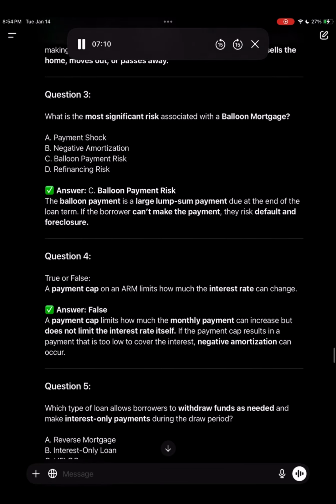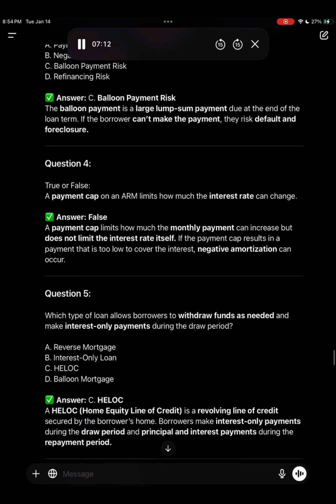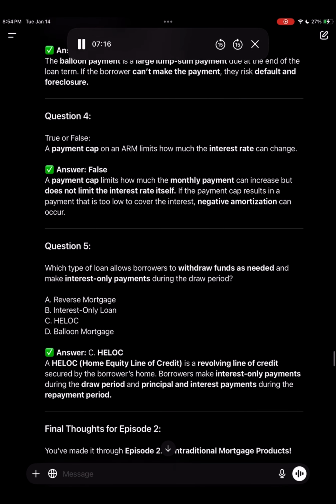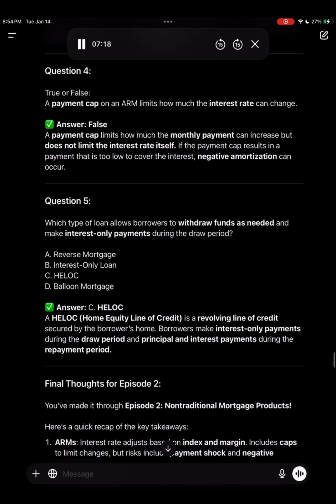Question 4, true or false? A payment cap on an ARM limits how much the interest rate can change. Answer, false. A payment cap limits how much the monthly payment can increase but does not limit the interest rate itself. If the payment cap results in a payment that is too low to cover the interest, negative amortization can occur.